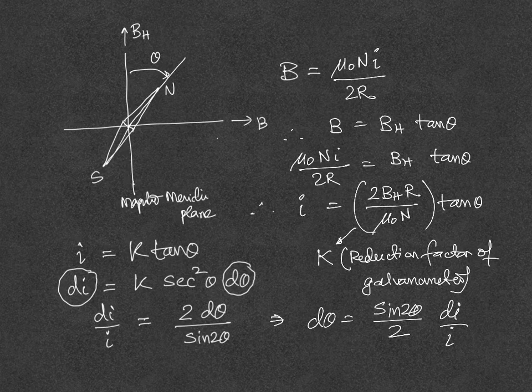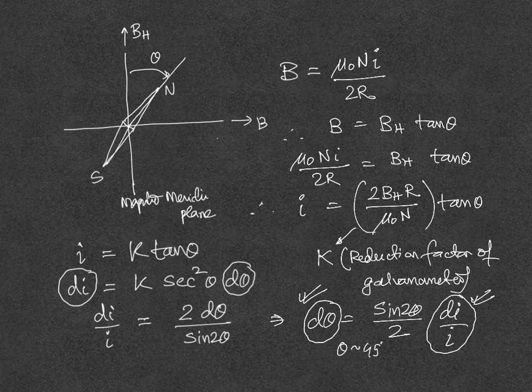Now, for a sensitive galvanometer, you need this d theta to be high for a fractional change in current. This is the fractional change in current and this is the change in the angle rotated by the magnet. You need this to be high. So that means the galvanometer is most sensitive when theta is around 45 degrees.